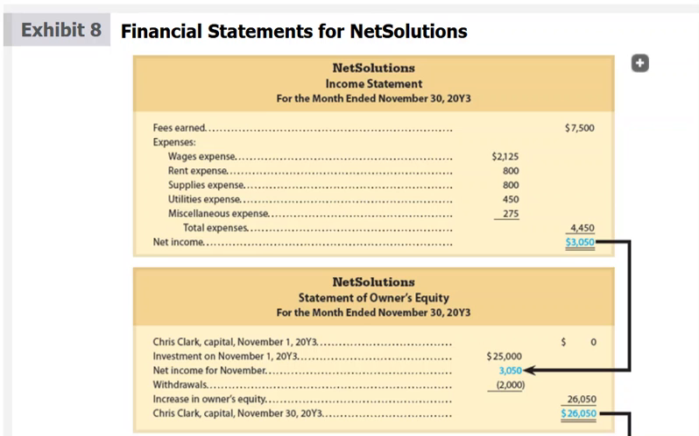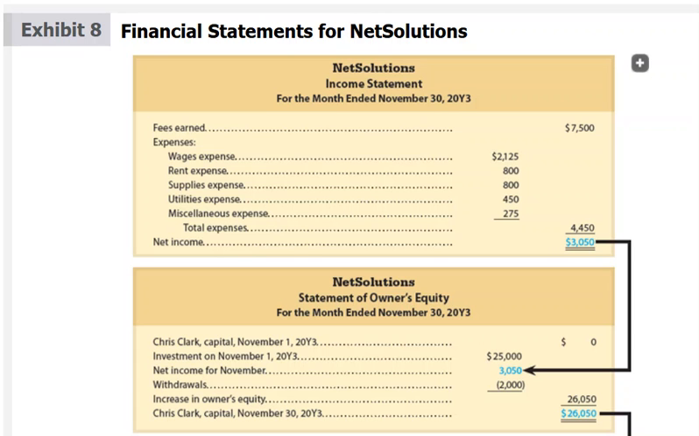Okay, so first we have four primary financial statements: the income statement, the statement of equity, the balance sheet, and the statement of cash flow. They are generally prepared in that order, and we'll see why in just a moment. So let's start with the income statement.